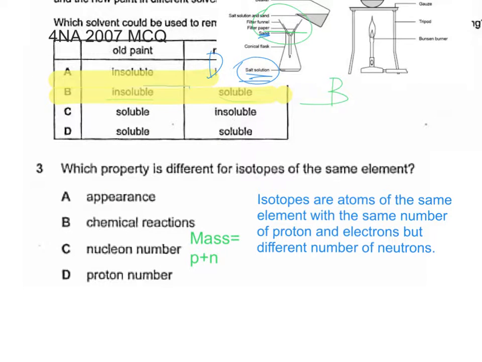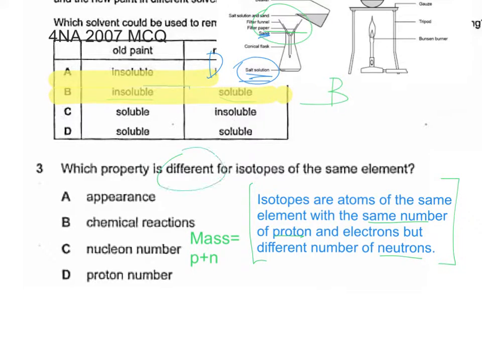Question 3. Which property is different for isotopes of the same element? So over here I've written the definition of isotopes, which are atoms of the same element with same P, different N, which is how we memorize. So they should have the same number of protons, and since in an atom, usually protons and electrons are balanced, so you write same number of protons and electrons, but different N, different number of neutrons.